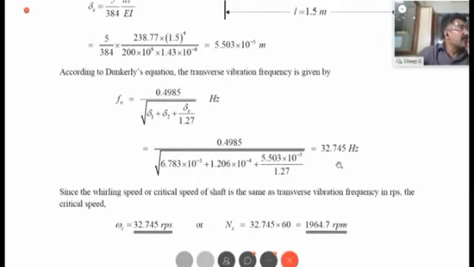Now, this is in hertz. Hertz means cycles per second or rotations per second. Per second is the rotation. Per minute, multiplied by 60, you'll be getting the critical speed in RPM.